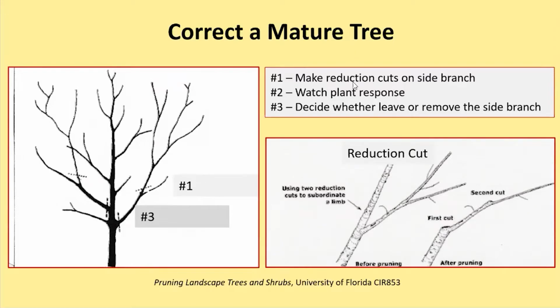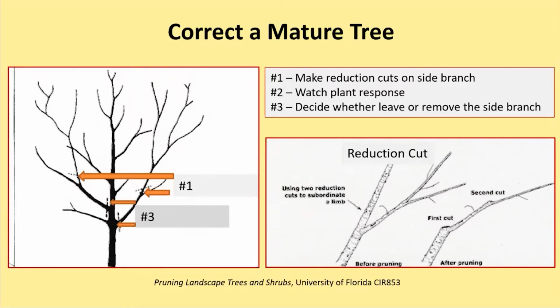Step one, we will make reduction cuts on the side branches. I'll show you the details. So that's here and here. In step two, we will watch the plant respond and see what happened, then make a further decision. So we wait and observe. And after we've waited and observed for maybe a year or maybe 2 years, and we decided, well, it's still not working, then we may decide to remove these side branches altogether.